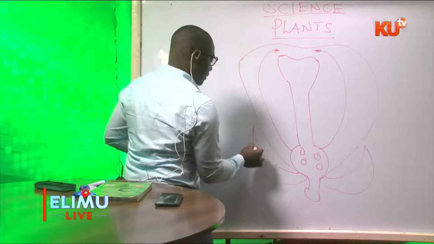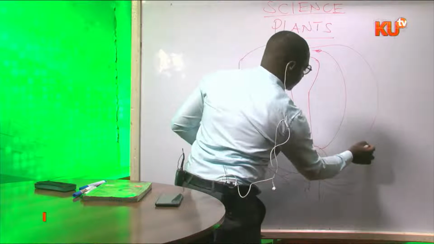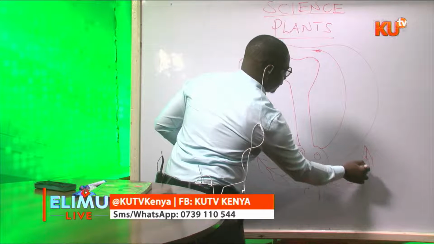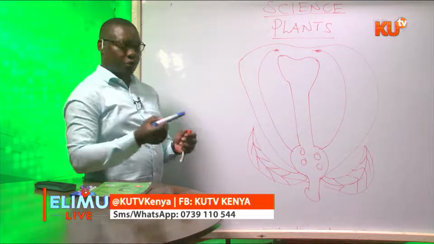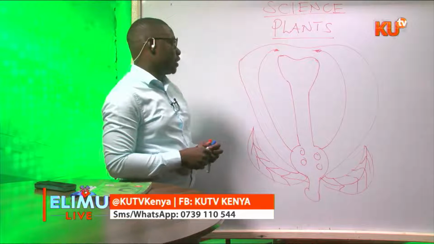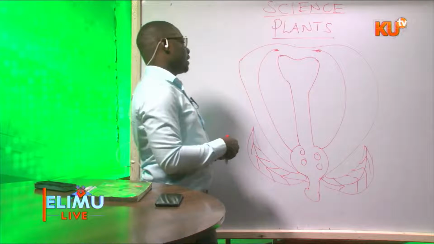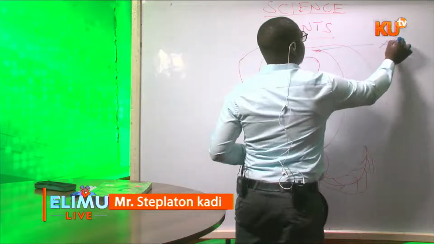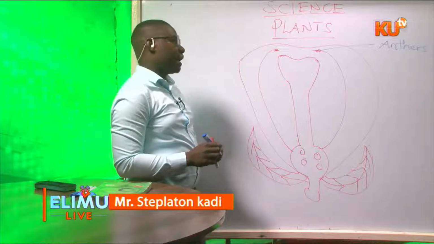So I have drawn an example of a diagram that represents a flower. I believe all of you, the viewers, can see that. So this is what we call a flower, and a flower has different parts. I'll begin by naming the parts of the flower. We have this part, and that part is called the anthers. That first part of the flower is called anthers.